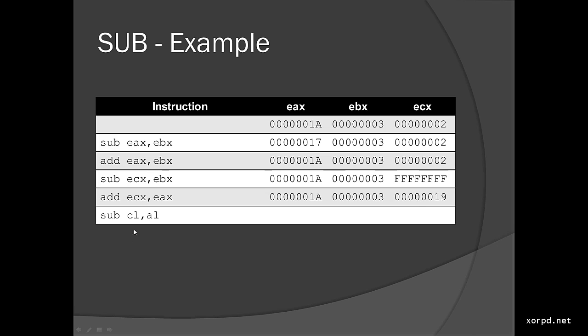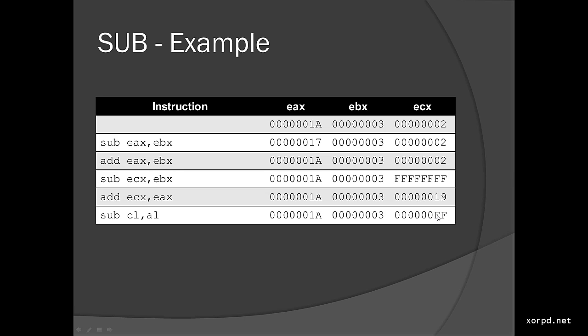The last instruction, sub CL, AL, is going to subtract the value AL from CL and store the result inside CL. Let's look at these values. AL is 1A and CL is 19. So we are going to do 19 minus 1A, which is going to be negative. Try to guess the result. You guessed it right. It equals FF.